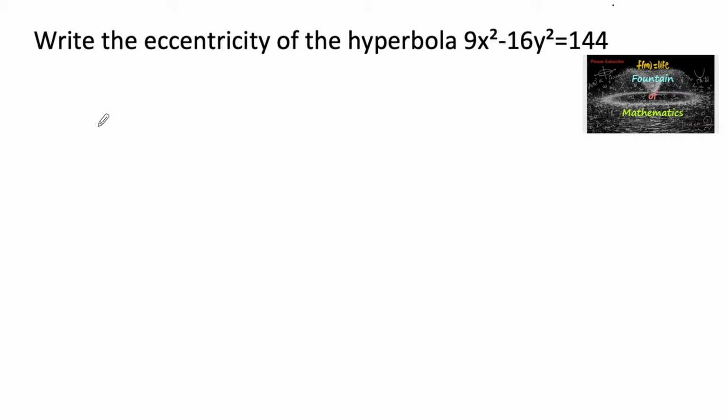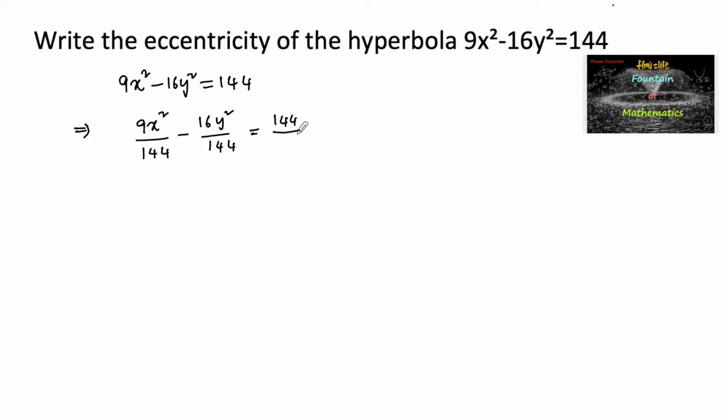Write the eccentricity of the hyperbola 9x square minus 16y square is equal to 144, which can be written as 9x square upon 144 minus 16y square upon 144 is equal to 144 upon 144 by dividing 144 on both the sides. So 9 upon 144 is 1 upon 16 times, and 16 upon 144 is 1 upon 9 times. So we can write it as x square upon 16 minus y square upon 9 is equal to 1, which is the standard form.